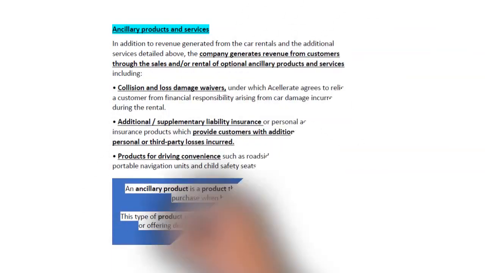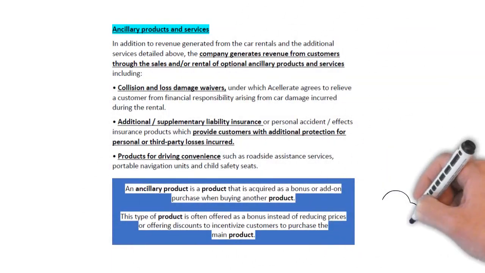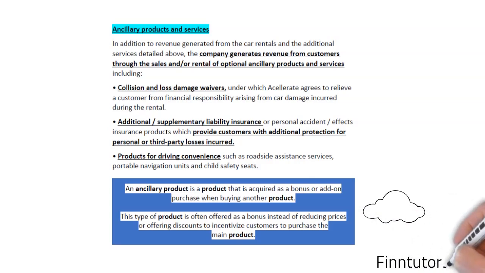Next part further details our services, which are the ancillary products and services. Now, in addition to revenue generated from car rentals and the additional services detailed above, the company generates revenue from customers through the sales and or rental of optional ancillary products. So you give them extra products, extra services, and charge for that. First is collision and loss damage waivers, under which Accelerate agrees to relieve a customer from financial responsibility arising from car damage incurred during their rental.